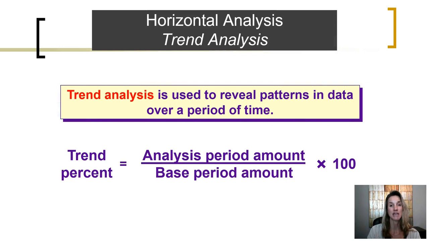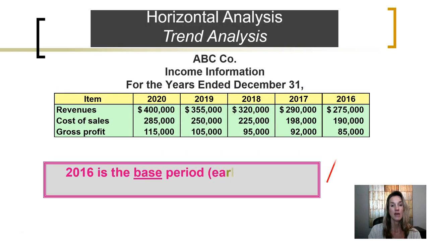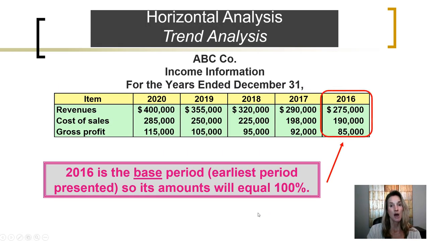Horizontal analysis can be done across more than 1 year as well. Trend analysis is used to reveal patterns in data over a period of time. We can do this for any number of periods, for whatever length of time management would like to analyze for good, positive, or bad, negative trends. The base year will always be the first year presented. So here, analyzing ABC over a trend of 5 years, the first year presented is 2016, which will become our base year.